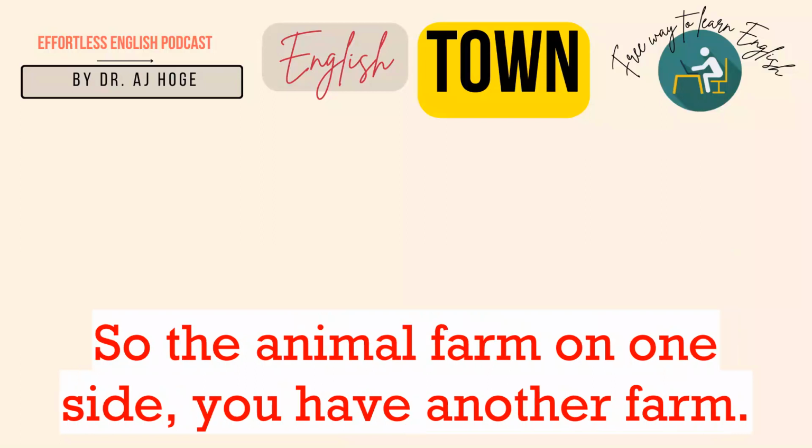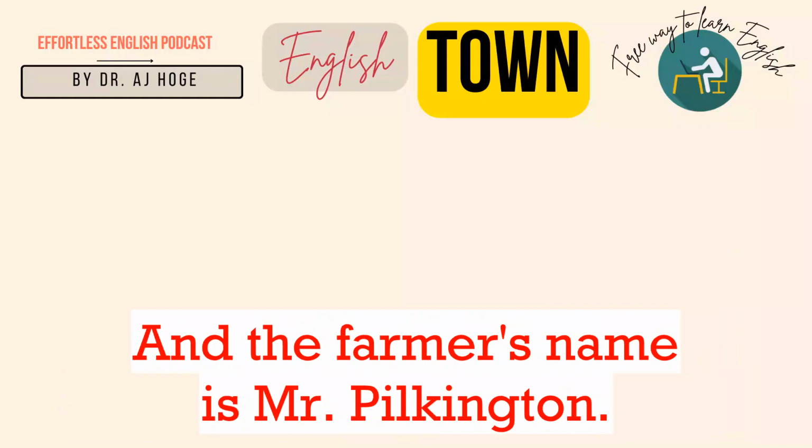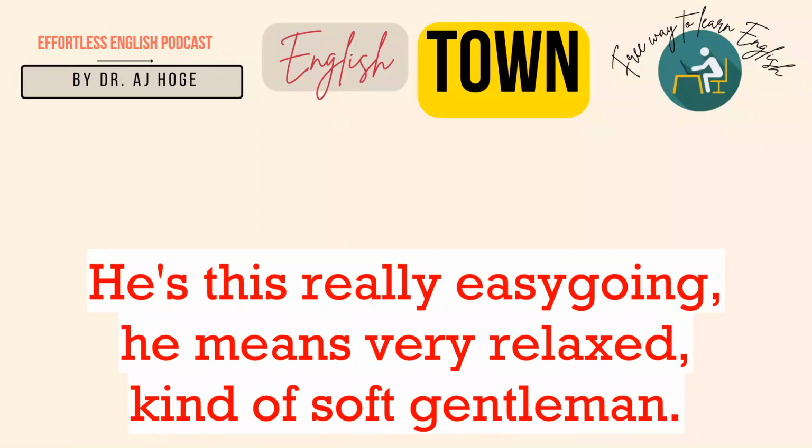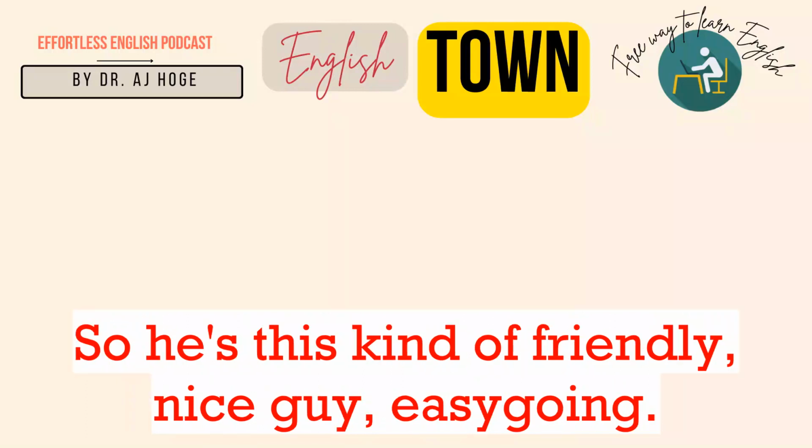So, you have Animal Farm. On one side, you have another farm, and the farmer's name is Mr. Pilkington. He's this really easygoing, means very relaxed, kind of soft gentleman, right? So he's just this kind of friendly, nice guy, easygoing.